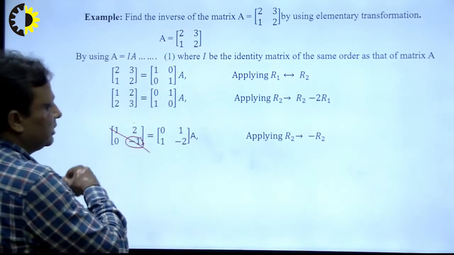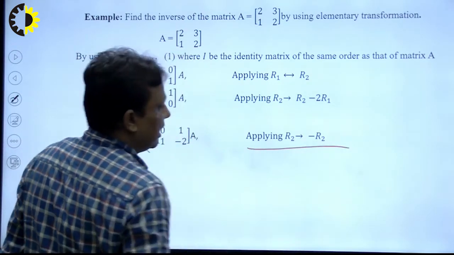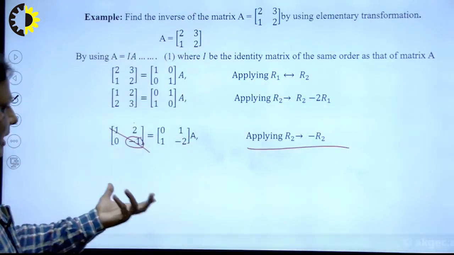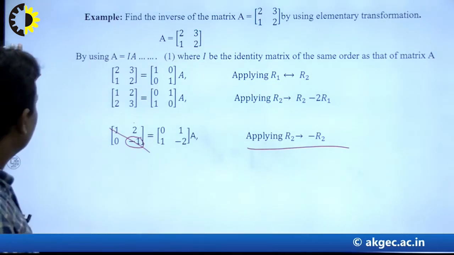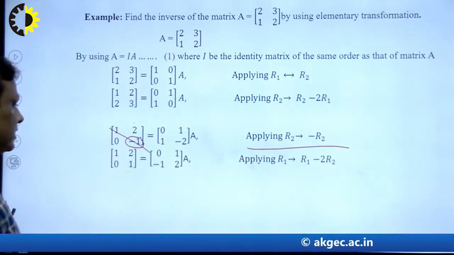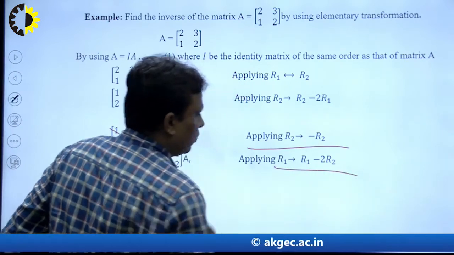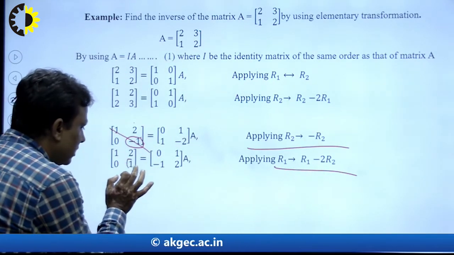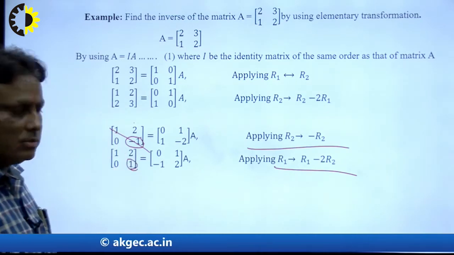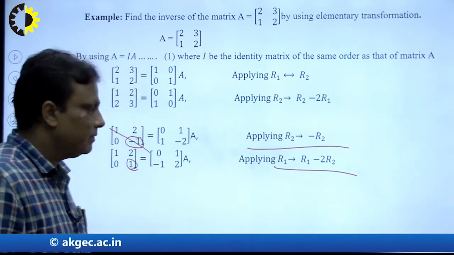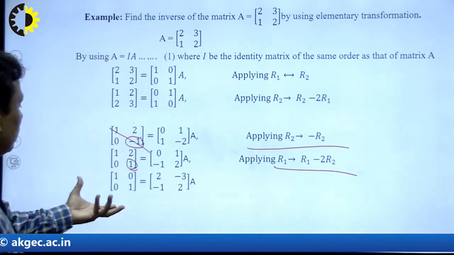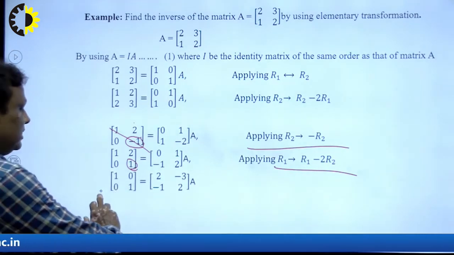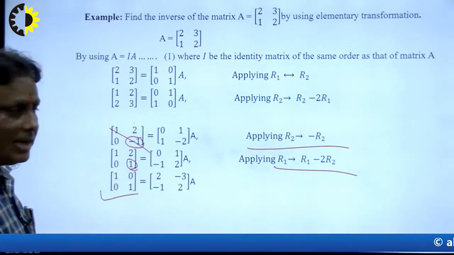So how to reduce it to 0? I apply here R2 divided by minus 1, so that there should be 1, and after this I apply R1 goes to R1 minus 2R2. With the help of this element, the element above should be 0, right? So I apply this operation. What will be the result of this operation? The result will be this. This is the identity matrix, right? That means our aim is complete.